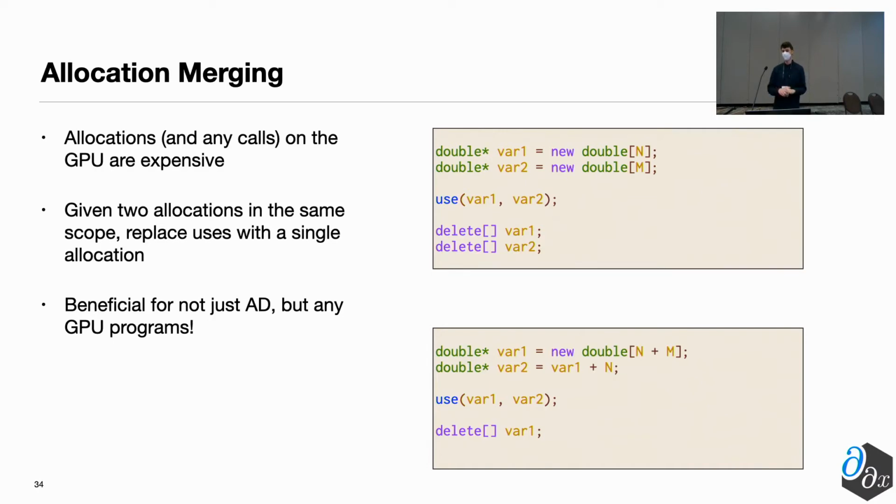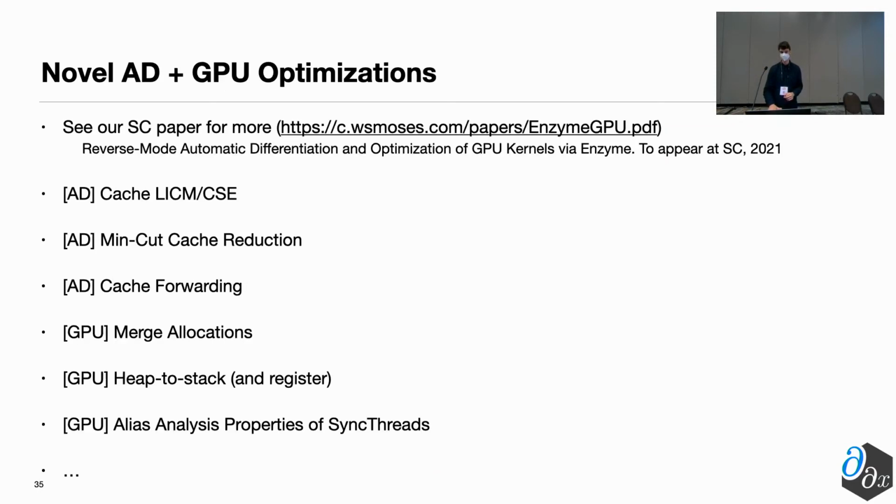Another example optimization that's not even specific to differentiation is we may be allocating a lot of these caches potentially. So suppose I have 2 allocations, var1 and var2. And I notice that they're in the same scope. It turns out that any calls, especially allocation calls, are very expensive on the GPU. So rather than having these 2 separate allocations, I'm going to fuse them into a single allocation and have the second variable just be an offset into that first allocation. And that, again, works not just for this use case, but any program that runs on the GPU can take advantage of this optimization.